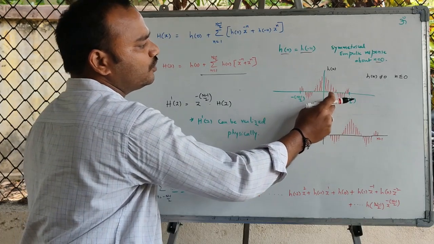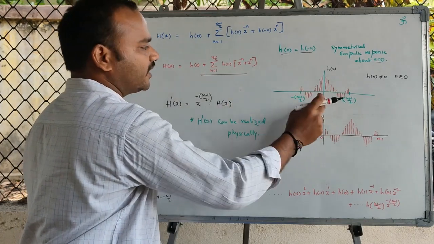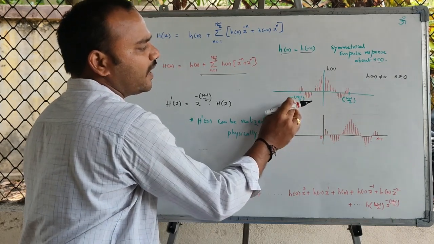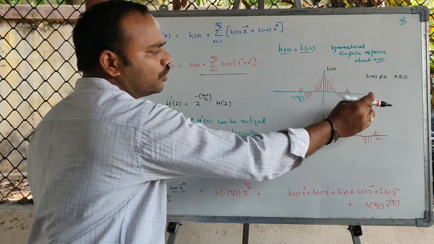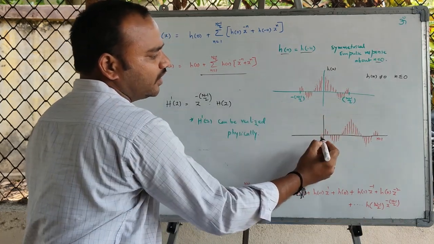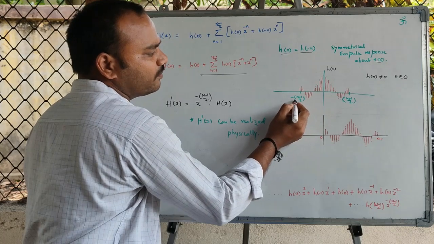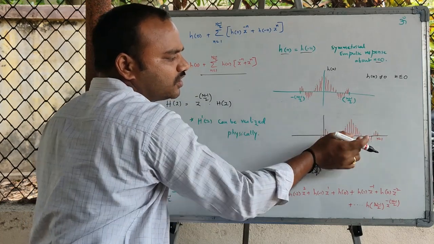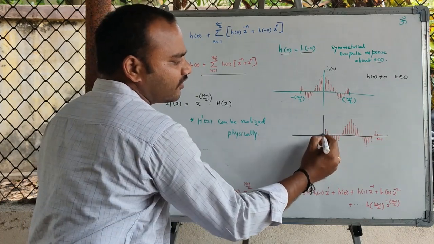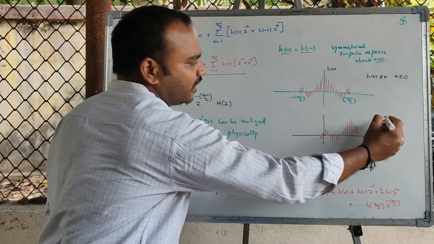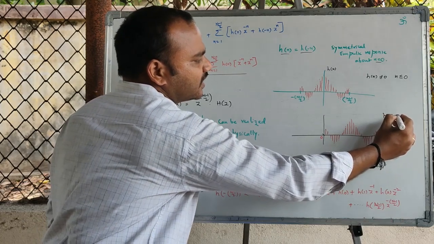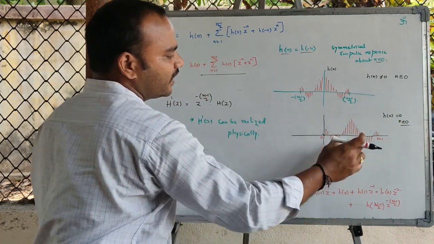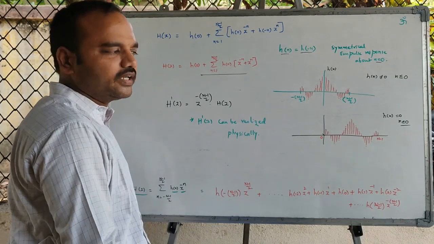So, if we want to realize h of z practically, then we need to shift the samples from minus N minus 1 by 2 to the positive side. If we shift by N minus 1 by 2 samples, then the filter coefficients will move towards the first quadrant. Then they are from 0 to N minus 1. Here h of n is equal to 0 for n less than 0. Then this filter can be realized practically.